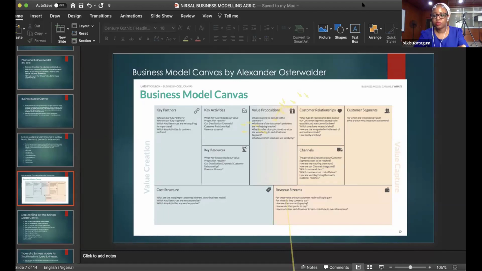Is this channel of distribution that I'm using cost effective for me? Can I actually use other alternatives? Can I do it myself instead of getting somebody else to do it, or having 2, 3, 4 middlemen in between? Can you shorten it and reach a level that is more cost effective for you? I come back to Apple again.